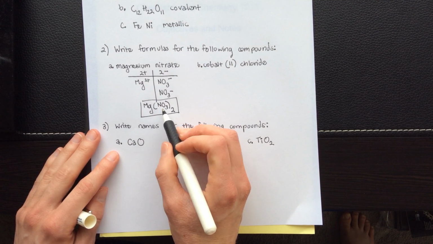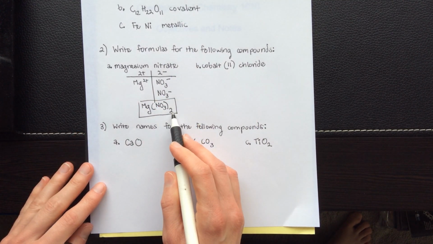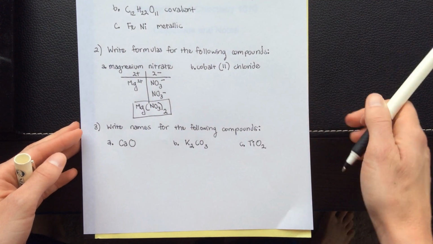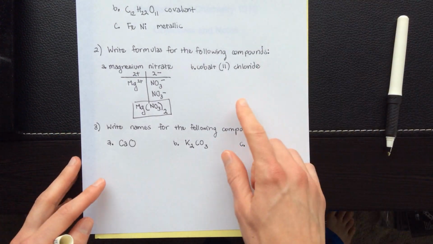Okay, you don't write the charges at all in the formula. You just write subscripts to show how many of each ion you have. All right, let's try cobalt-2 chloride.